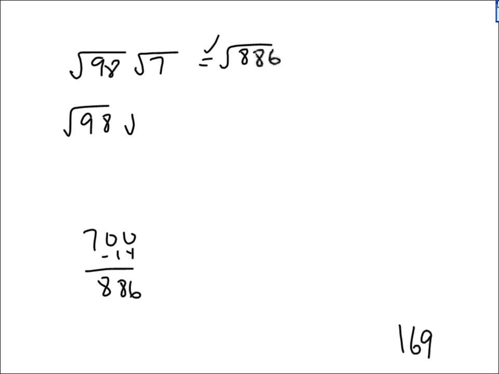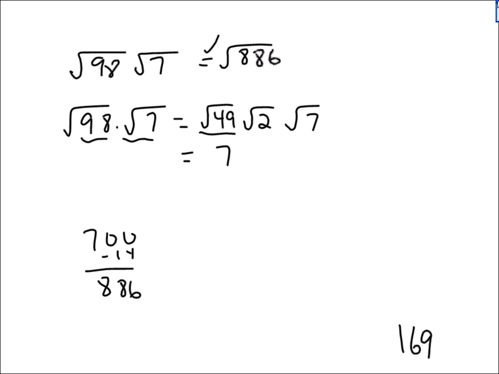What you would want to do in this case is say 98 is 49 times 2. Square root of 49 times 2 times the square root of 7. And the square root of 49 is 7. And 2 times 7 is 14. And then I would ask myself, can I break down 14? And the answer is no. You really wouldn't want to multiply the 98 times the 7. You only want to multiply if you see the answer coming.